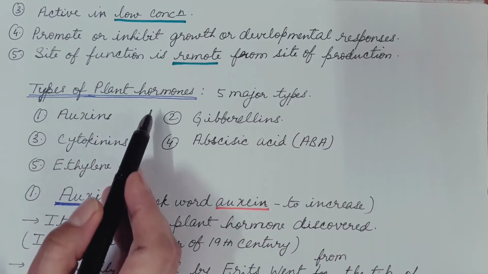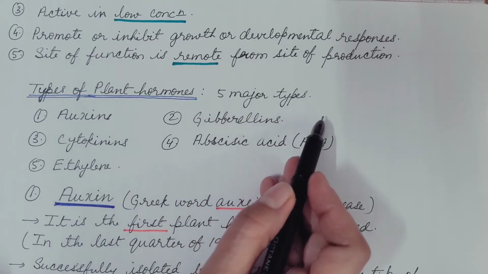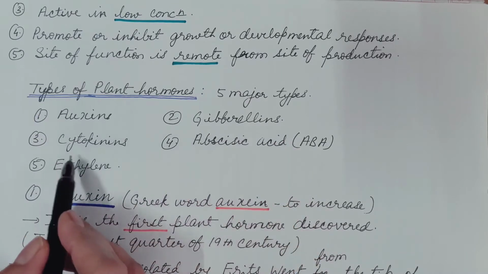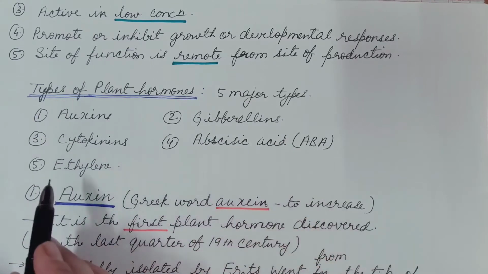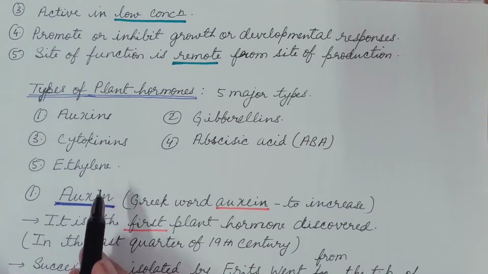Now the types of plant hormones. We will discuss 5 major types of plant hormones: auxins, gibberellins, cytokinins, abscisic acid and ethylene. Let us discuss them one by one.